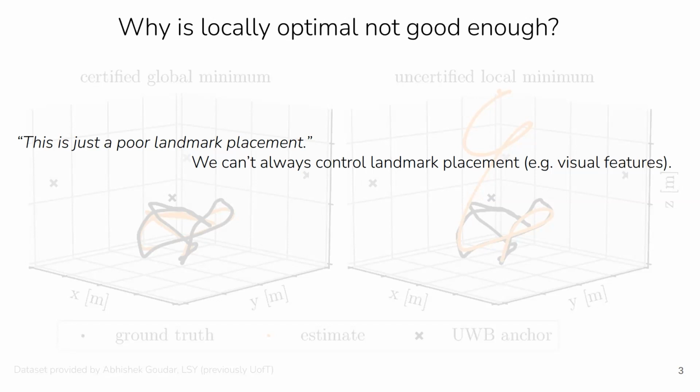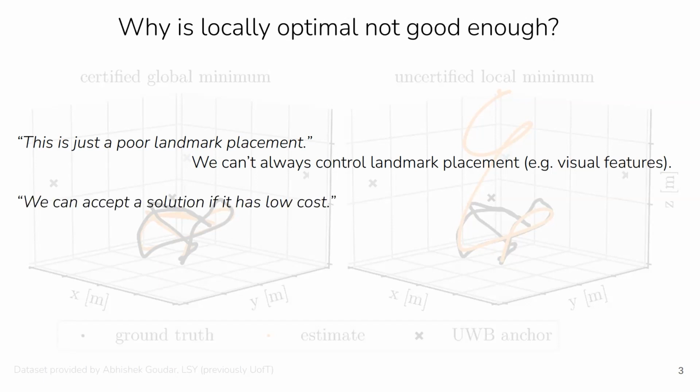If you think, for instance, when your anchor points or your map points are visual features, you might end up in a situation where you have only features on a wall, for instance, and that typically leads to poor conditioning and then bad local minima.